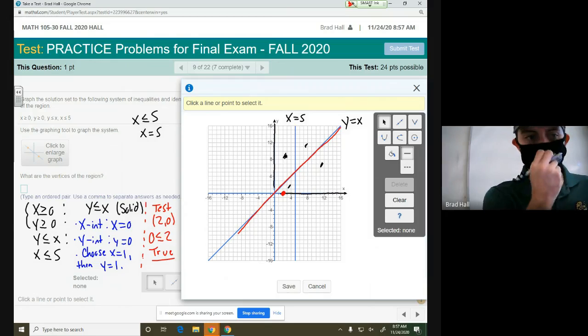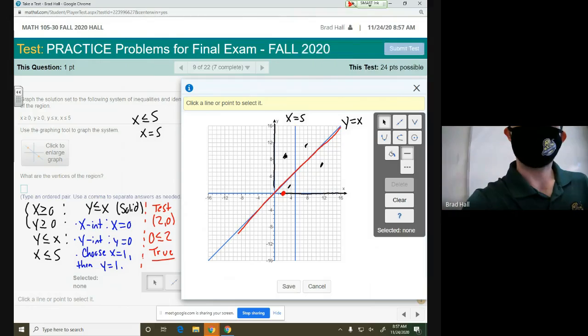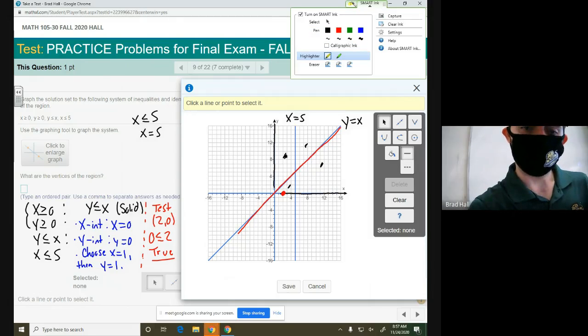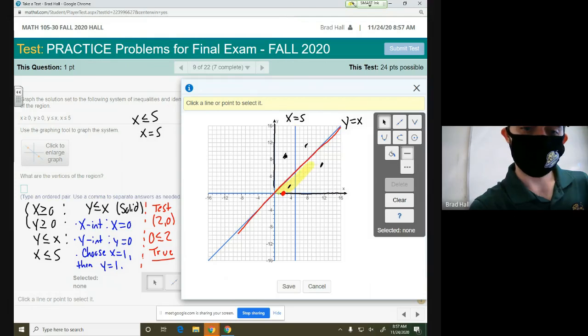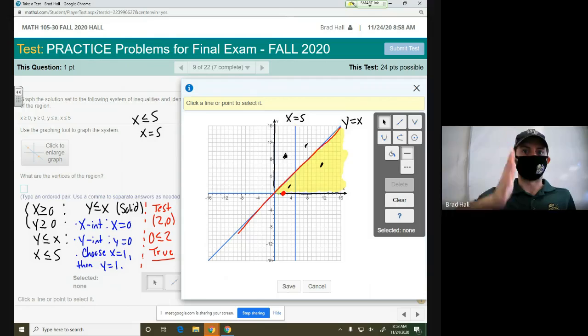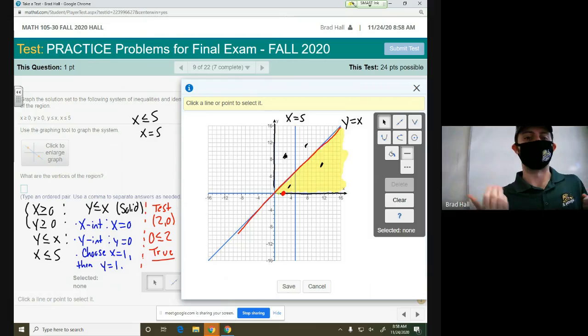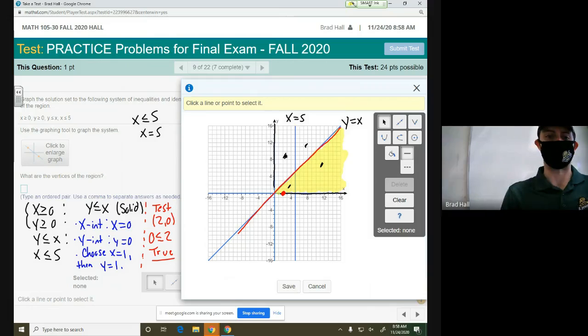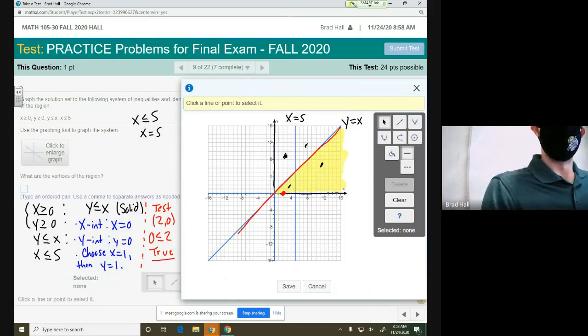So we're going to shade on the side that is closest to that point. So far, this is what we have. We have those 2 regions shaded. And we need to use the vertical line to help split up these regions and help us determine which singular region we shade.